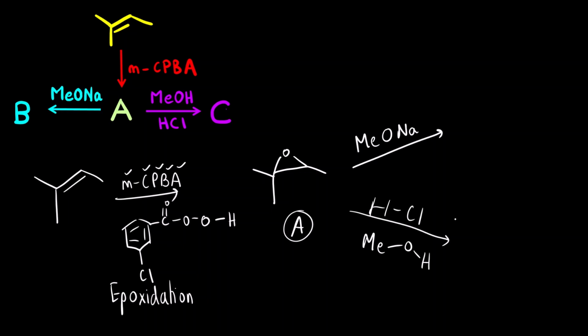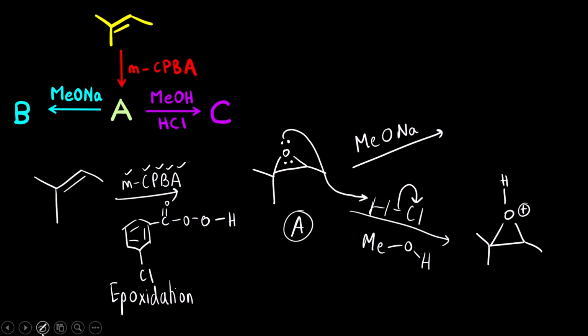Let us first see what happens in the presence of methanol. Oxygen here has two lone pairs. The first step is this will coordinate with this HCl, it will get protonated. Why does this protonation take place? So that this oxygen will get a positive charge and it will become less stable, making these carbons more electrophilic, so that the substitution reaction can take place easily, that is, a nucleophile can attack easily. So the first step is protonation.